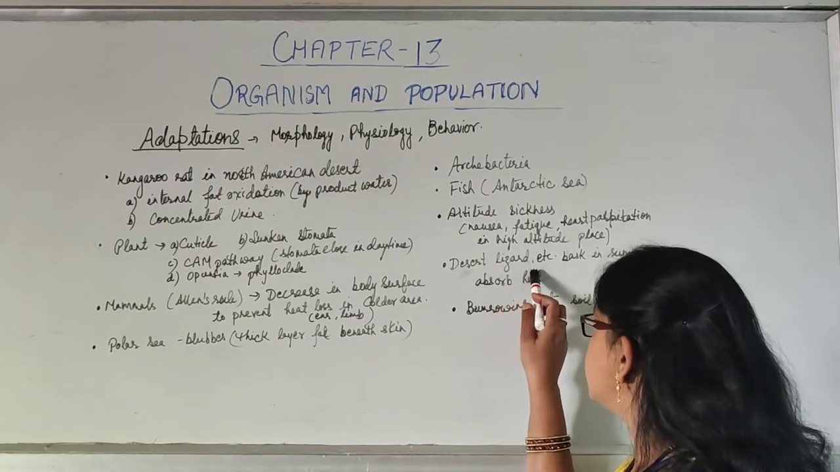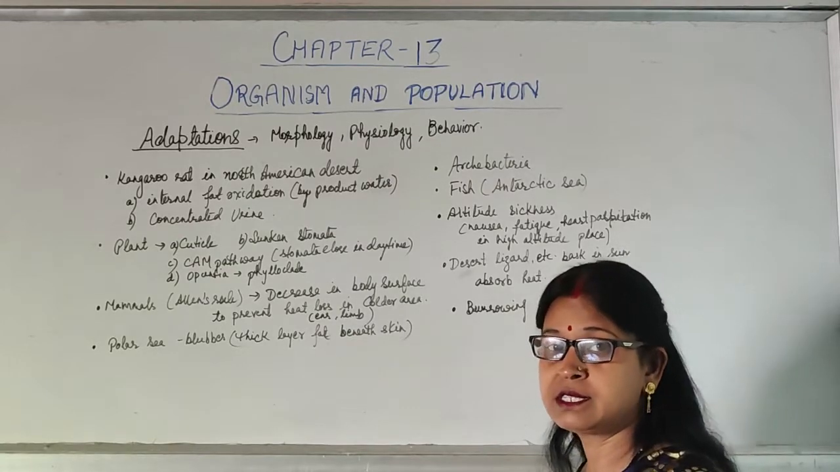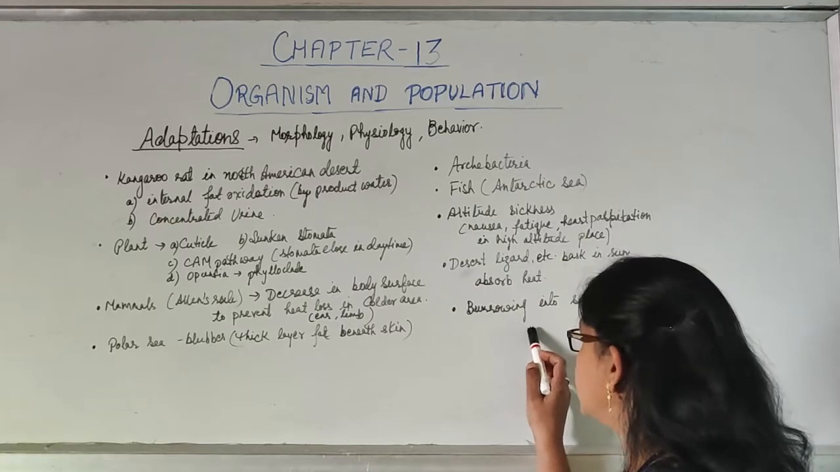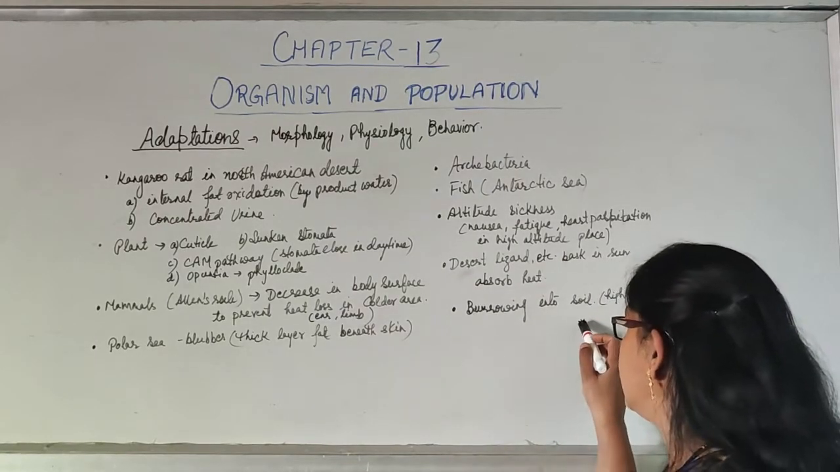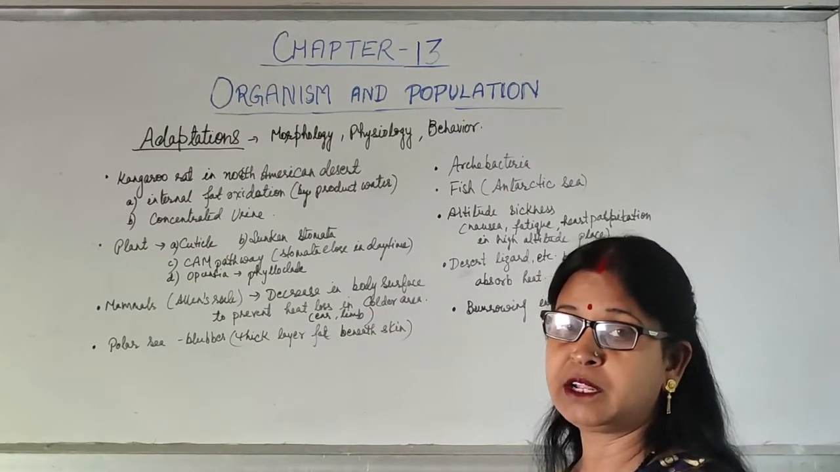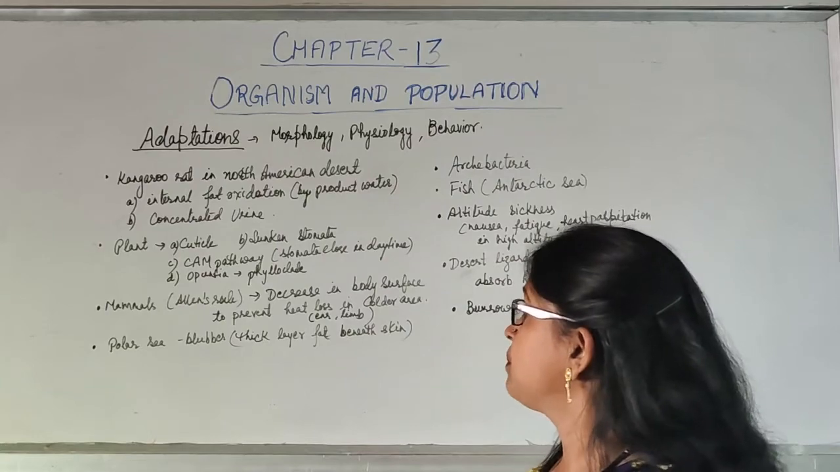Then the desert lizard, etc., absorb heat and bask in the sun when the cold condition is there. Then some of the organisms start burrowing and living inside the soil to tolerate that high temperature. In this way we can see there are different examples of adaptations.